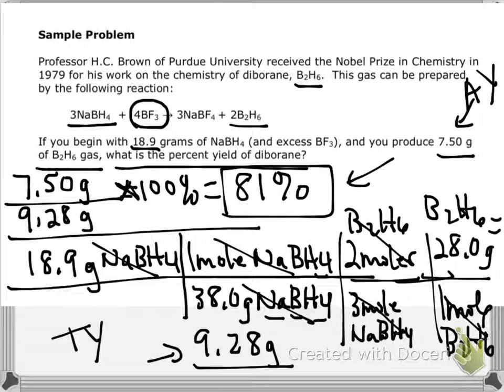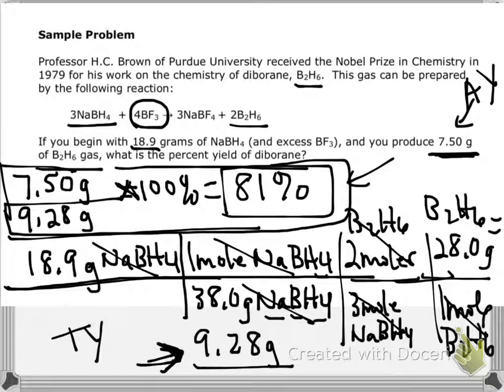So once again, the problem gave us the actual yield. We used the stoichiometry to solve and figure out what theoretical yield should be, the ideal value, and then we put it into that percent yield calculation where we did the actual yield over theoretical yield times 100%. And that gave us the 81% yield.